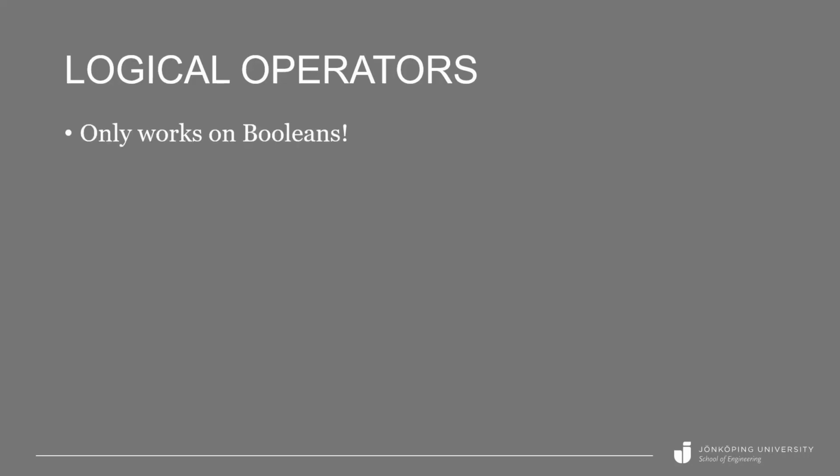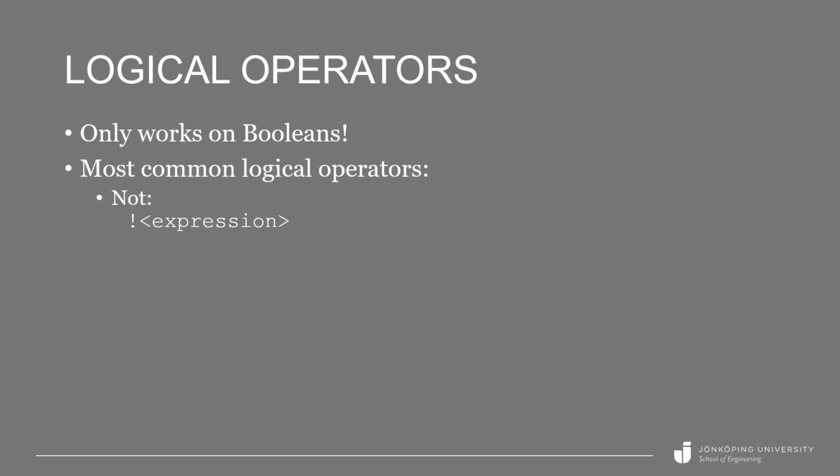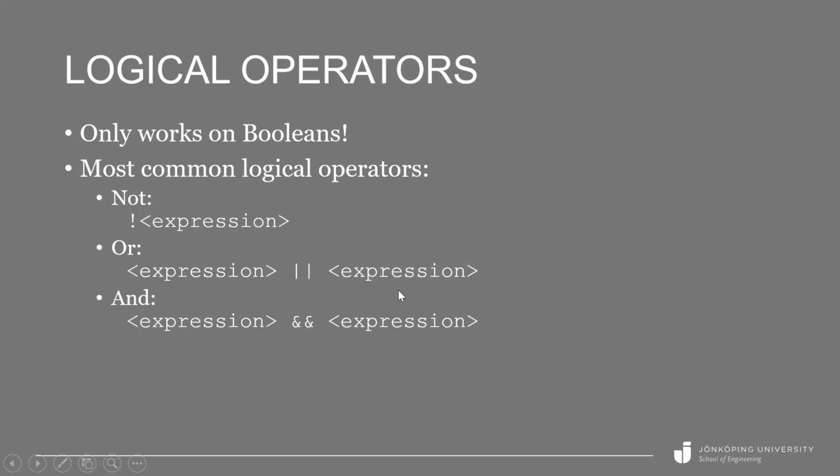In Java we have some logical operators as well, and these only work on boolean values, so they only work on true and false. Here we have the three most commonly used ones. We have the not operator, which is implemented as an exclamation mark, and then we have an expression for the operand here. So this one negates this value. We have the or expression, which is implemented as these two characters. So either this operand should be true or that operand should be true. And then we have the and operator, implemented as these two characters. So this one should be true and this one should be true.